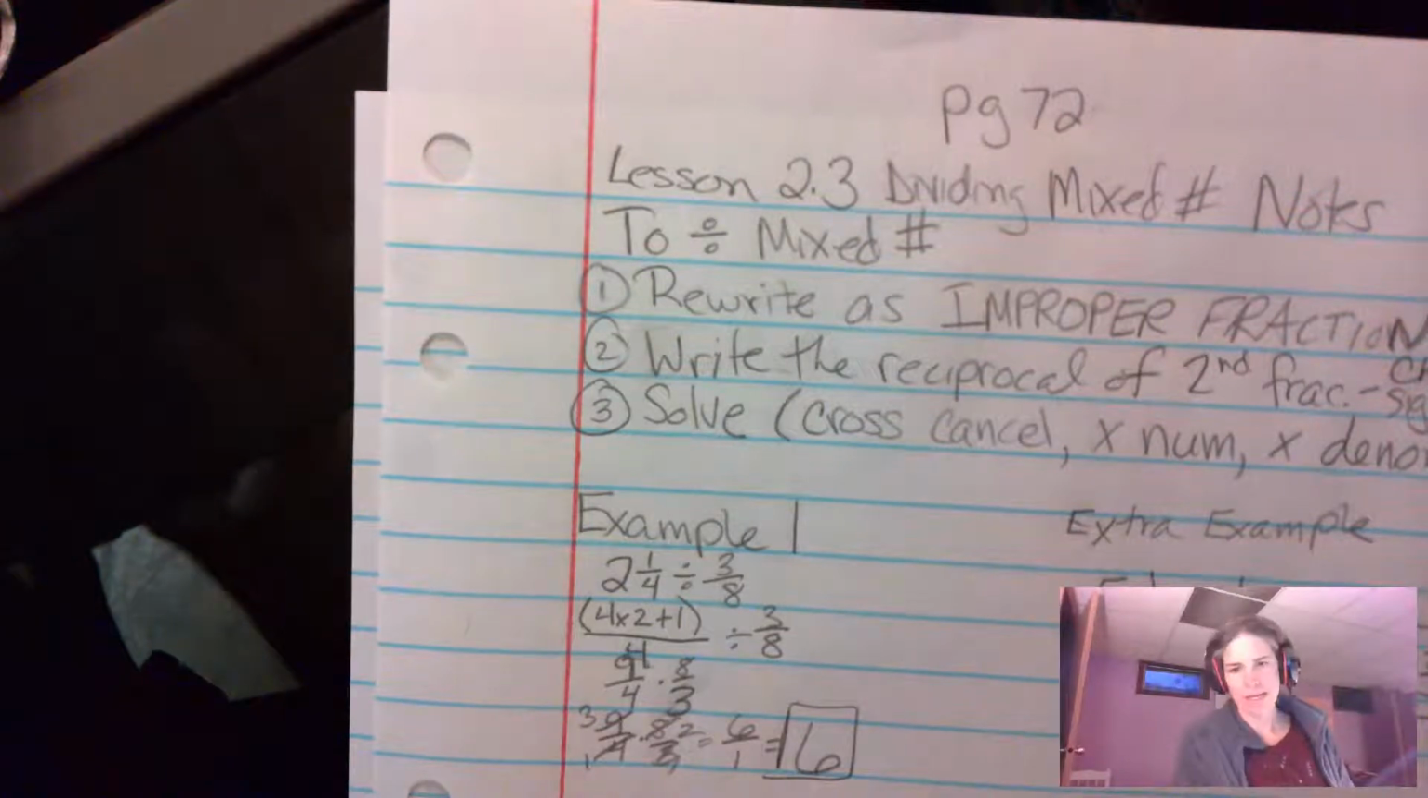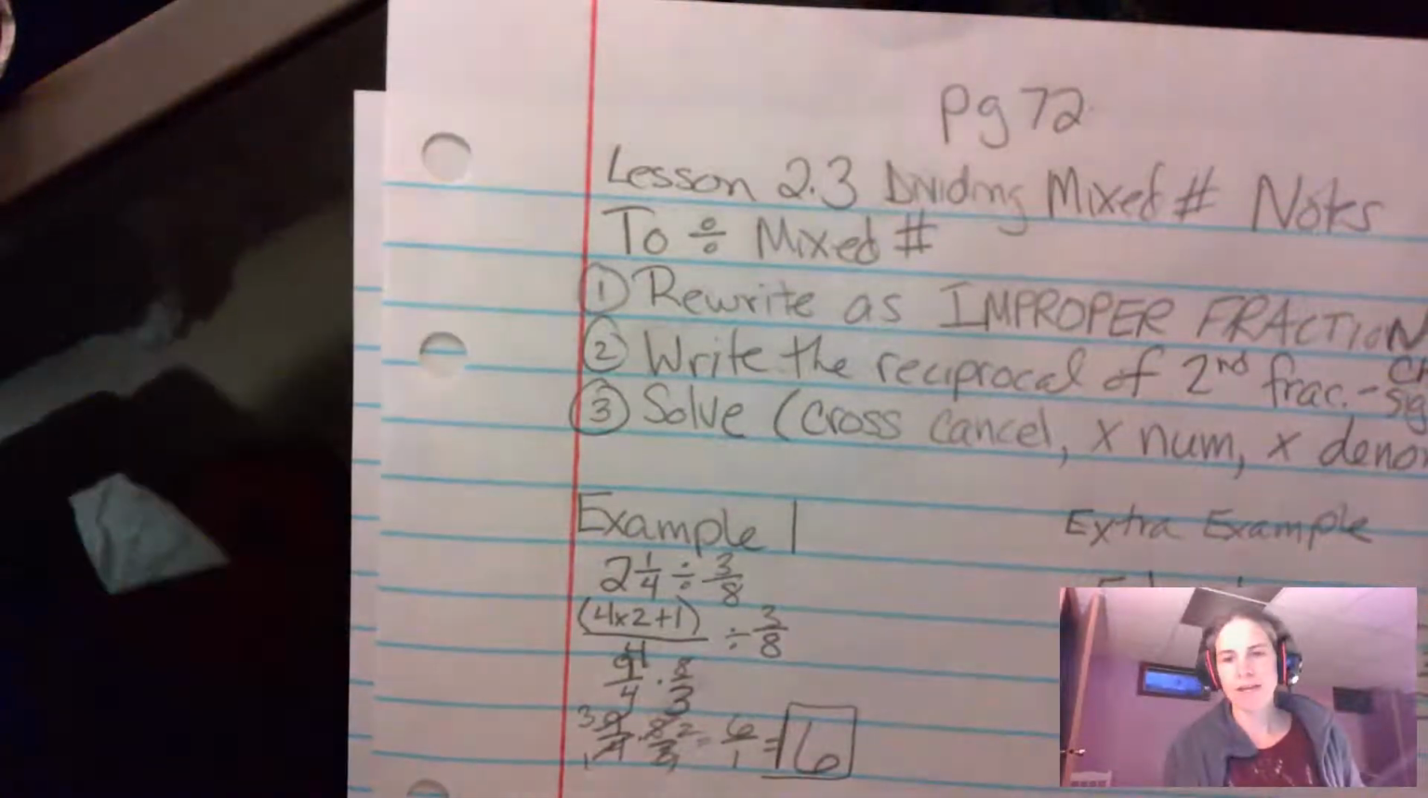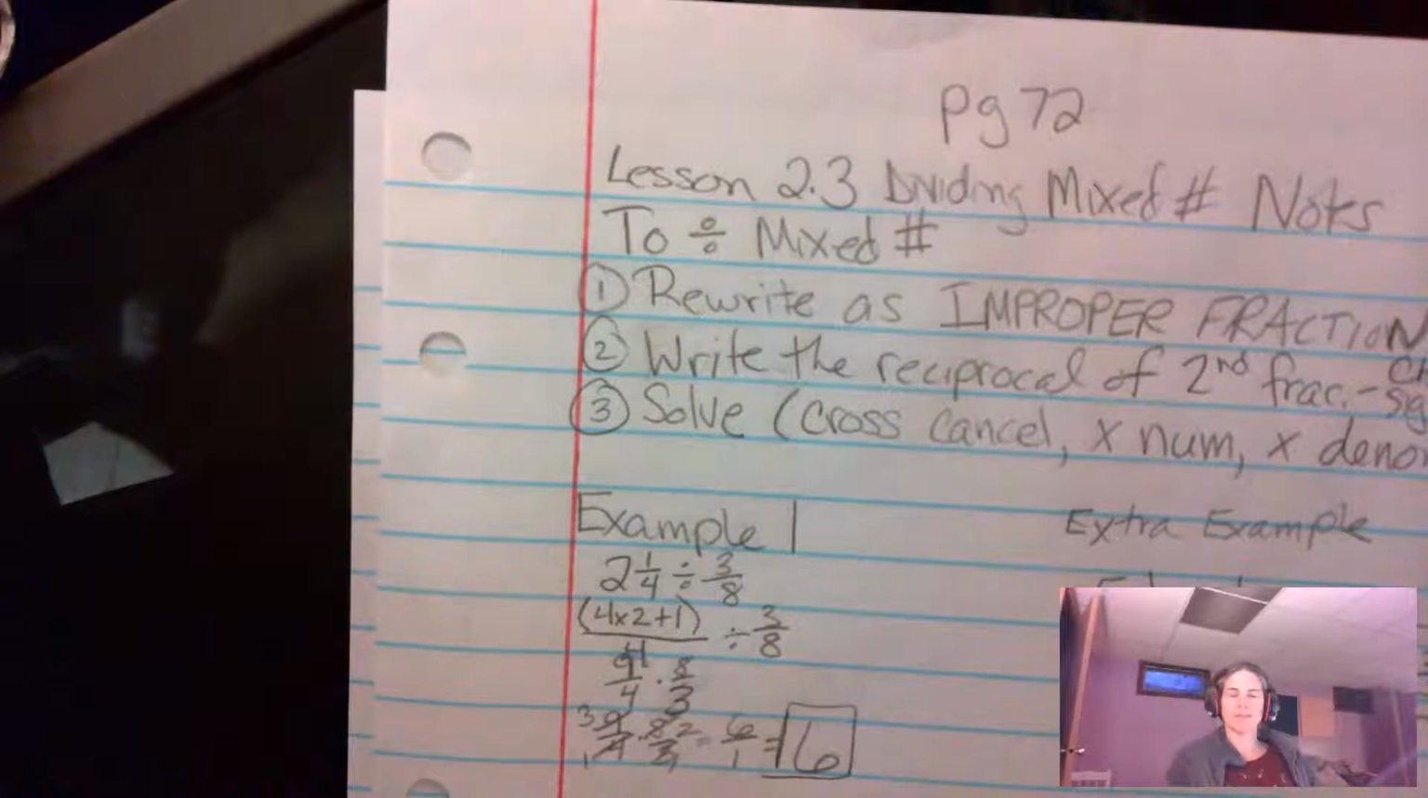Welcome to today. We're going to work on some dividing of mixed numbers, which is going to look very similar to lots of things that you've seen because it's really a lot of the same steps.